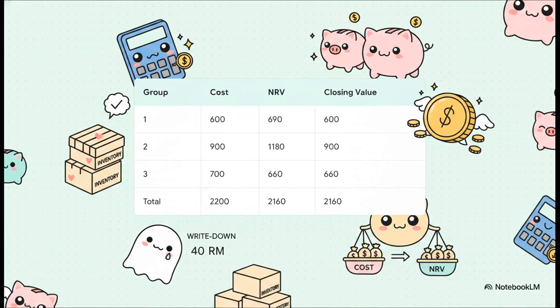Imagine Group 1. Cost is 600, NRV is 690. The lower number is 600. No write-down needed. We're good. Group 2. Cost is 900, NRV is 1180. We stick with the cost of 900.